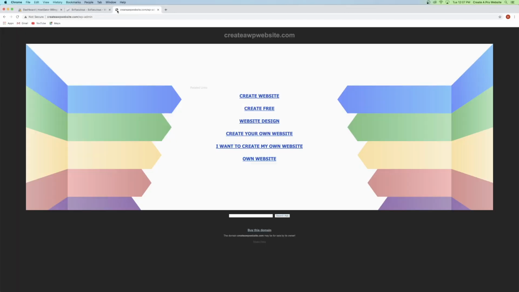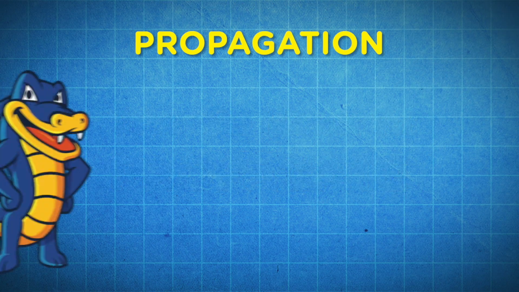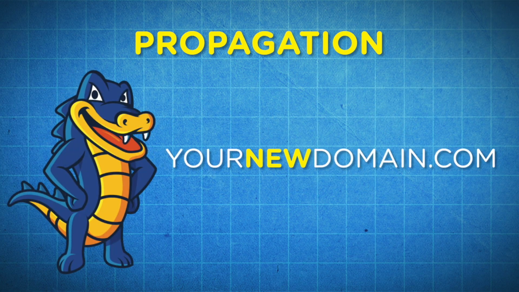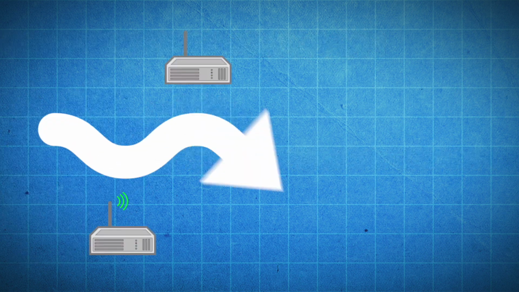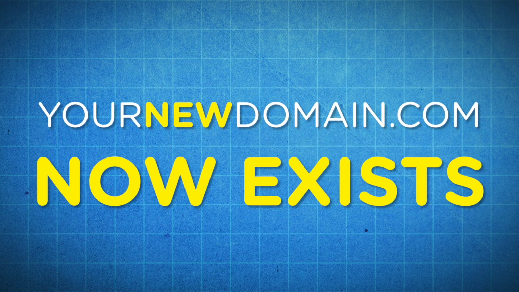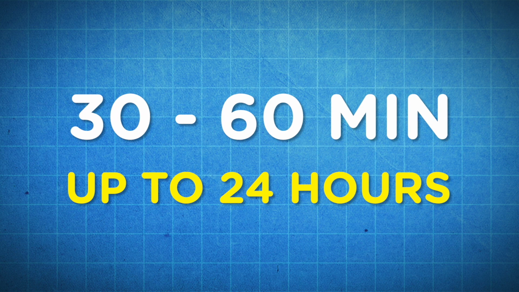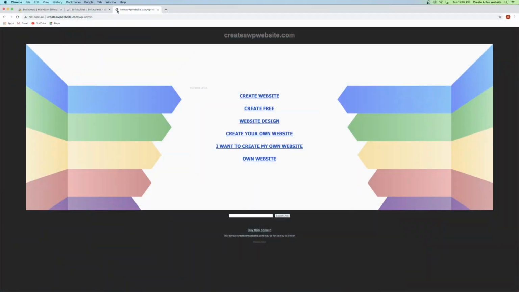And if you're brought to a page that looks like this, or maybe it says that the site's not secure, or basically anything other than the WordPress login page, which looks like this, then that just means that your site has to propagate. And what that means is that HostGator now has to send out this new domain name that you registered across the entire world to let all of the servers in the world know that, hey, this new domain name now exists. And this process can take anywhere from 30 minutes to an hour. And usually for me, it honestly only takes about 10 minutes, but it can take up to 24 hours. So don't panic if you can't log in right away.